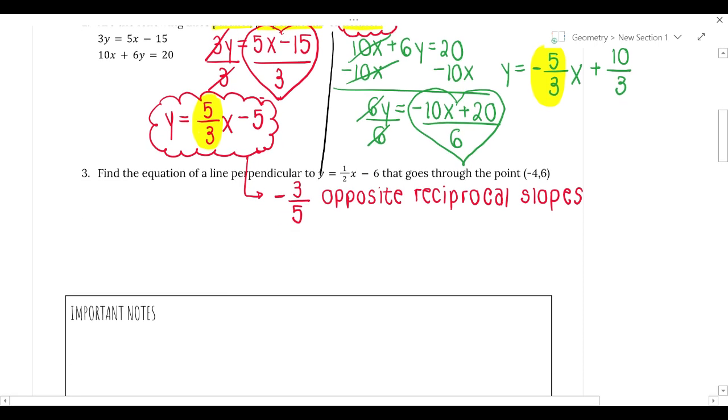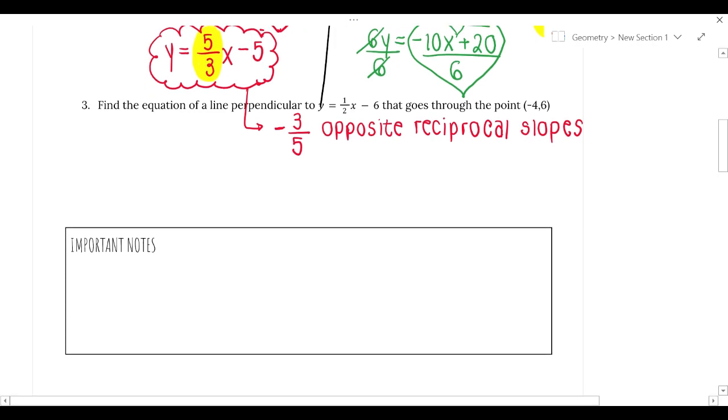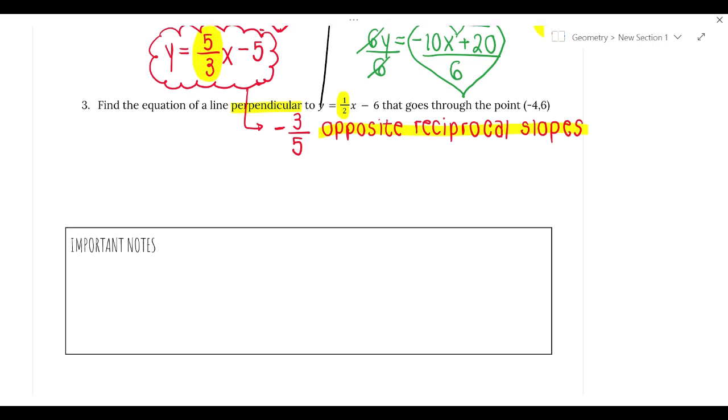Okay. Question number 3 says find the equation of a line perpendicular to y equals 1/2 x minus 6 that goes through the point negative 4 comma 6. So what we want to do is first think about perpendicular lines. And so we kind of covered this before. In order for us to have perpendicular lines, we need opposite reciprocal slopes, right? And so right now in this new question, we're looking at the opposite reciprocal slope of 1/2.